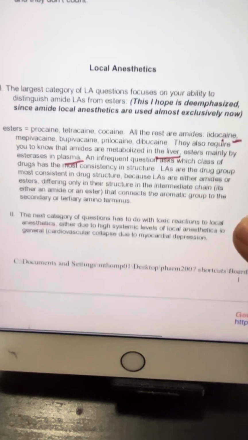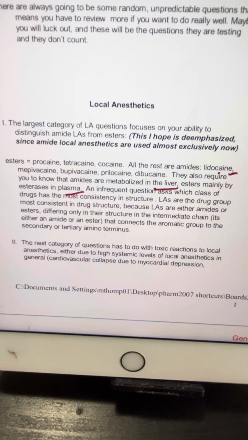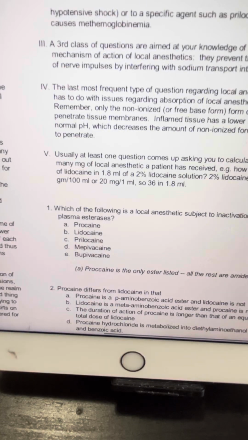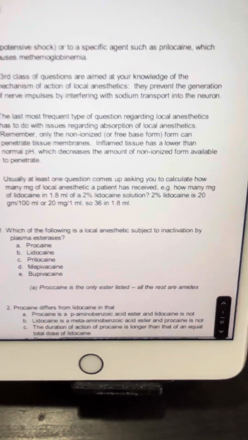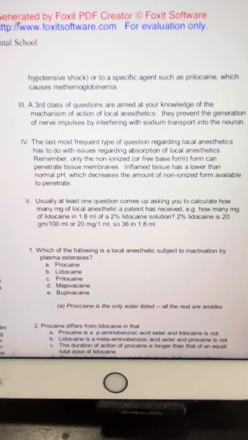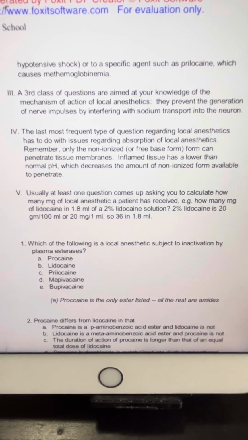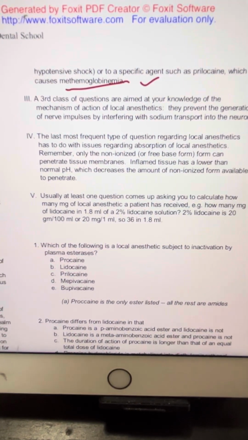The next thing which is asked is the toxic reaction to the local anesthetic, which one causes the toxic reactions. We must know which one causes hypotensive shock and which one does not. So for this one we have prilocaine. Remember, prilocaine causes methemoglobinemia. This is very important.